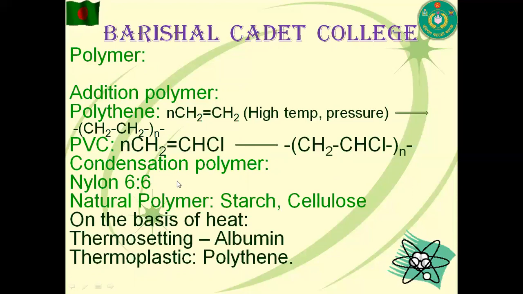There is another polymer, the condensation polymer. They condense with each other to form a polymer. Nylon. Natural polymers: there are also several types of natural polymers present, such as starch and cellulose. On the basis of heat, the characteristics of the polymer show. On the basis of that factor, polymers are of two types: one is thermosetting, another is thermoplastic.